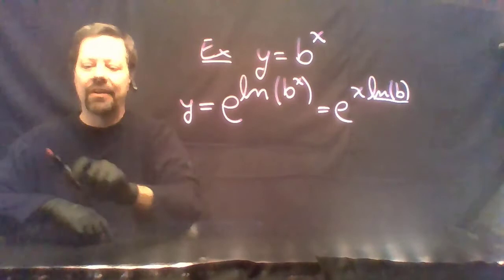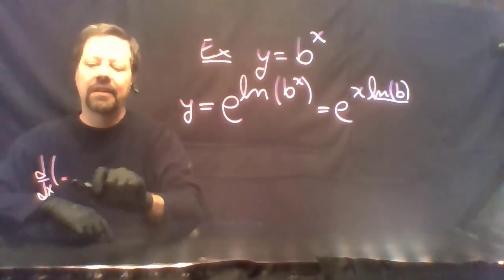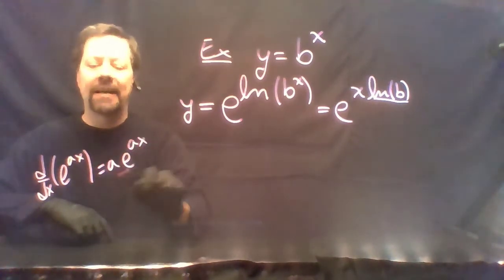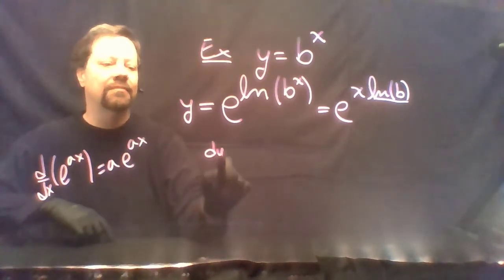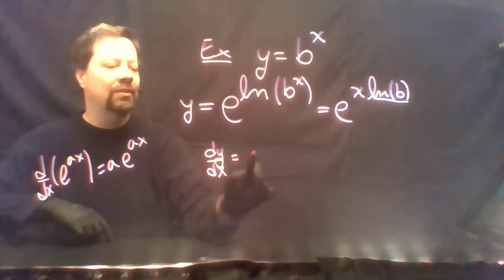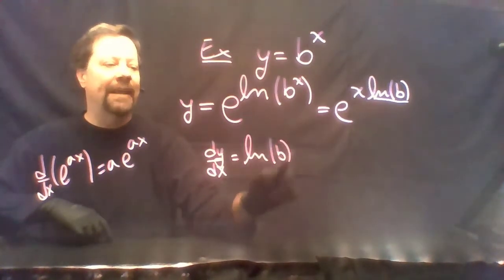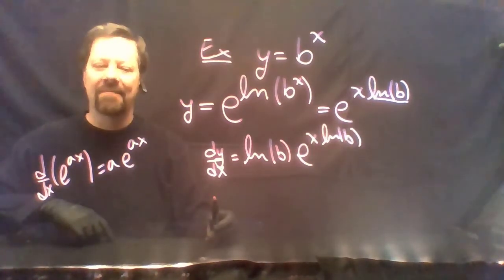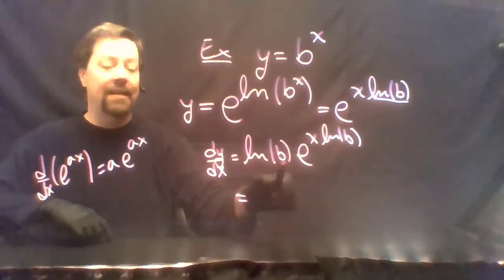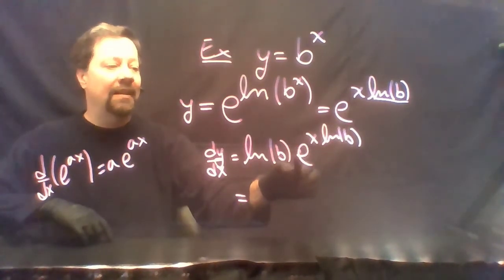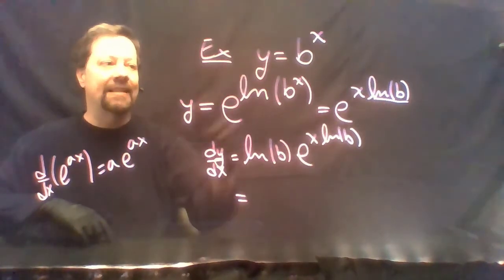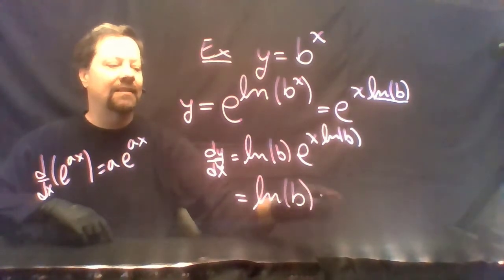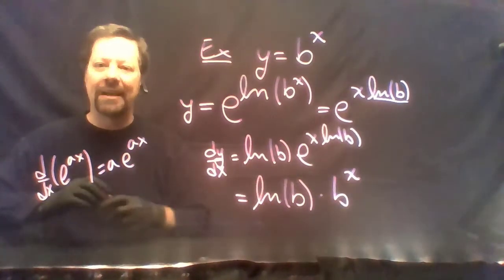We already know that if we take the derivative of e to the power of ax, you get a times e to the power of ax by the chain rule. In this case, then, we'll get the natural log of b times e to the power of x times the natural log of b, the natural log of b being a constant. However, e to the x natural log of b is equal to the original function. So we get the natural log of b times b to the power of x.